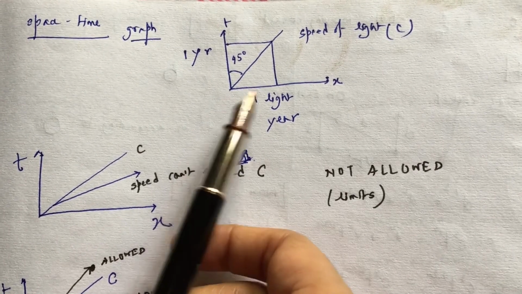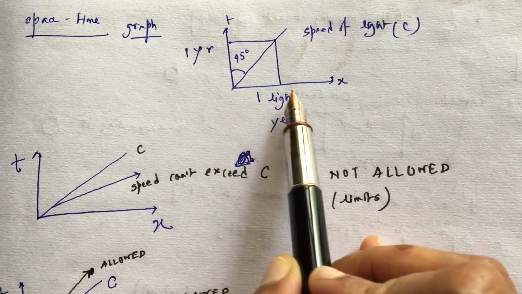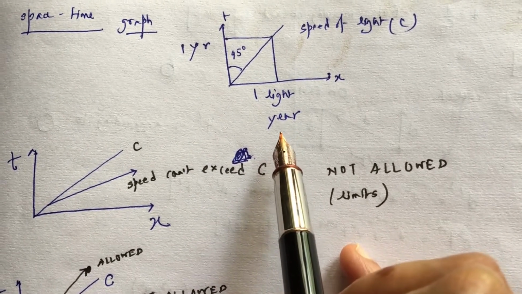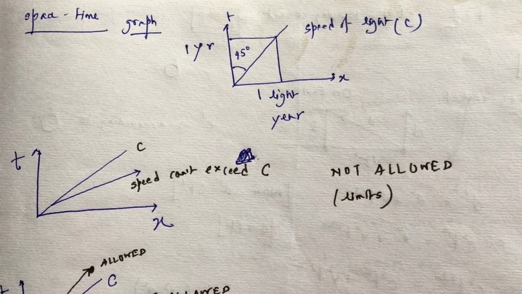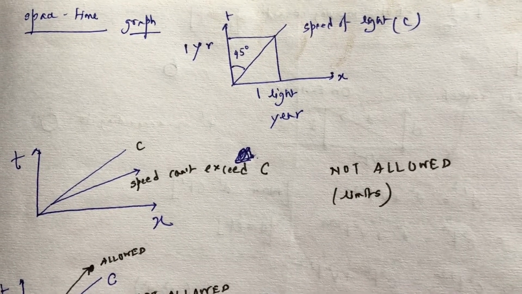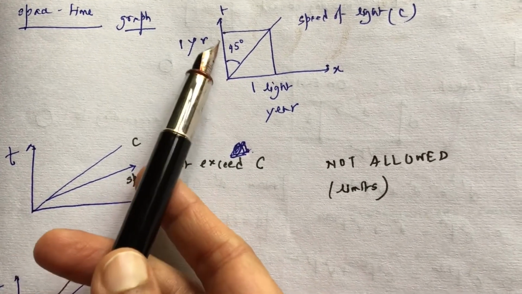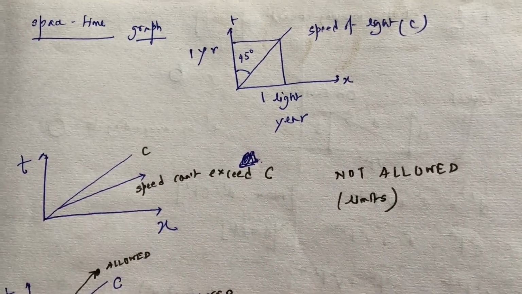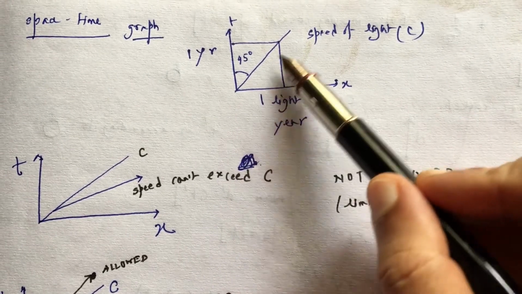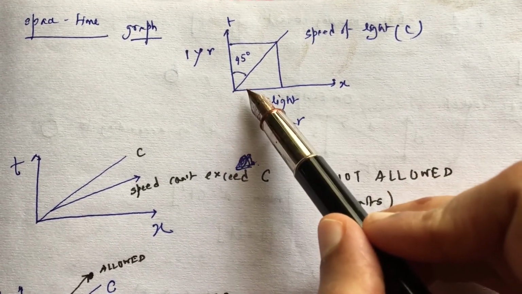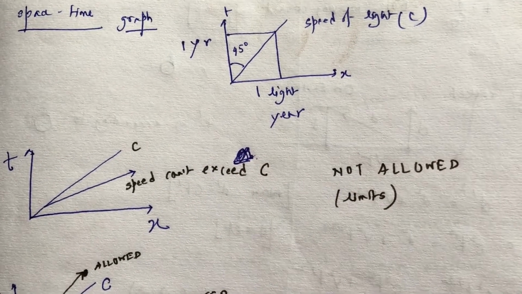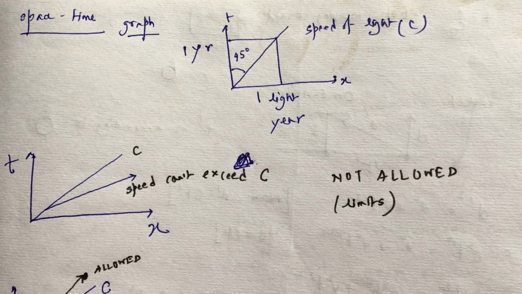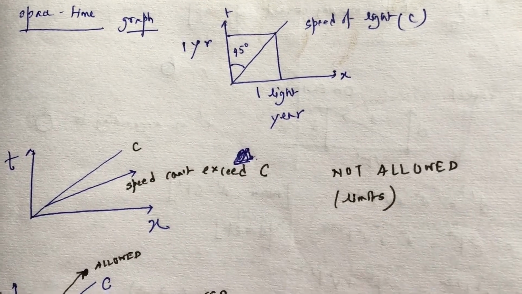Suppose I consider this much amount of distance, which is equivalent to 1 light year, that is the distance travelled by light in 1 earth year. And suppose this point corresponds to 1 year in time, and this straight line making an angle 45 degree, this represents the constant speed of light. That should be 45 because tan 45 is equal to 1.